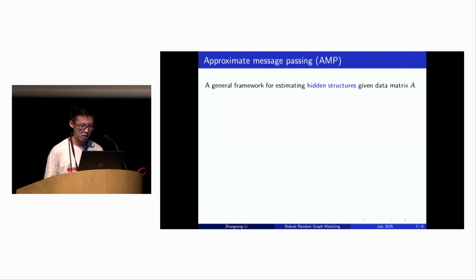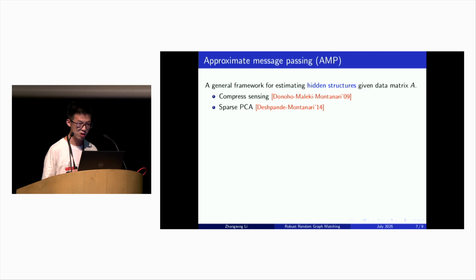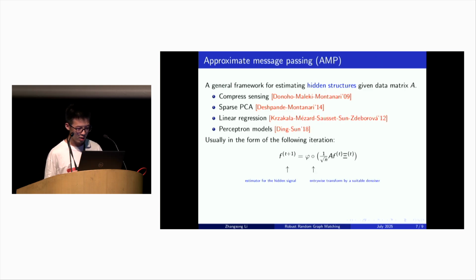Okay, so before I introduce our algorithm, I should say more about approximate message passing algorithms, or simply AMP algorithms. This algorithm is a general framework for estimating hidden structures where the observation is a data matrix. And this algorithm is widely used in various statistical estimation problems. And usually this algorithm is presented in the following form of two-step iterations. The first step is a linear matrix multiplication step, and the second step is a nonlinear entry-wise transformation.